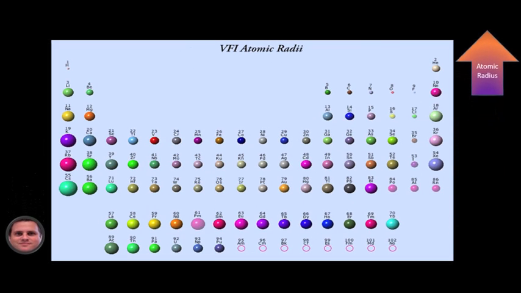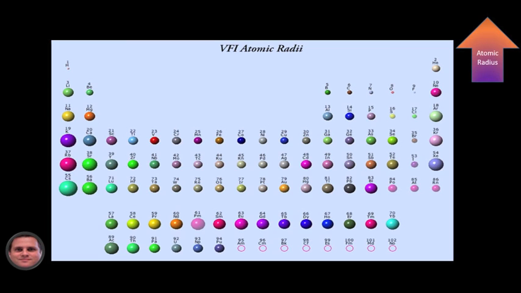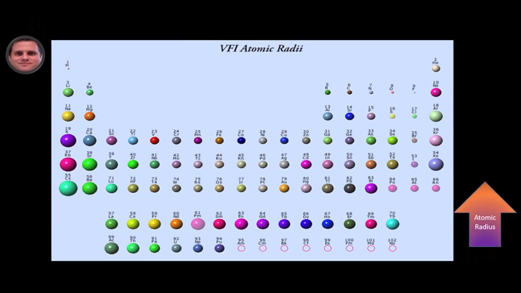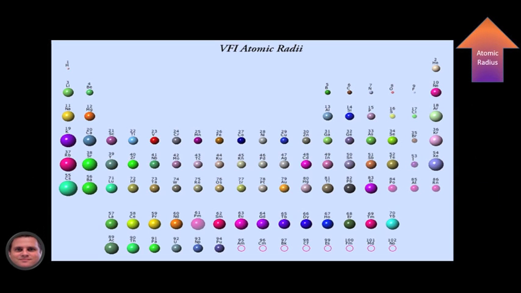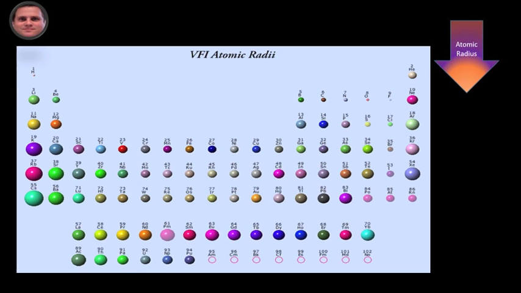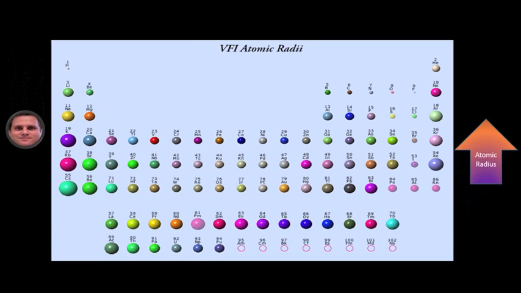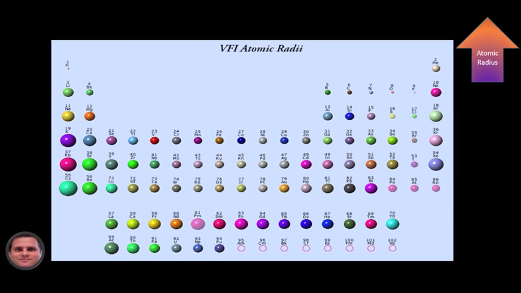So in order to explain this, we can think about the number of energy levels across the group and across the period. So as you're moving down a group, the number of energy levels increases, thus the distance from the nucleus increases, which increases the overall atomic radius.